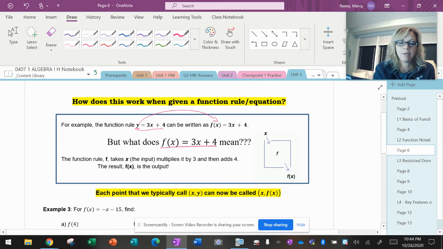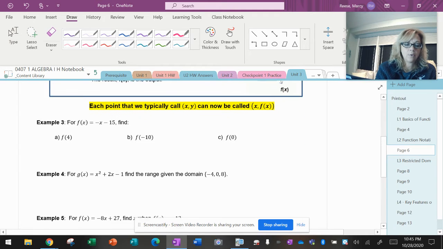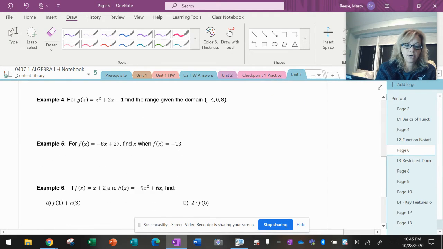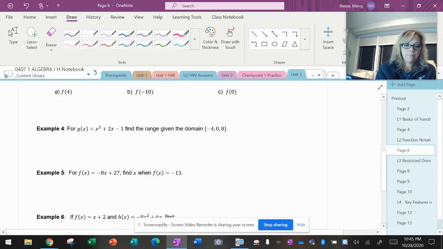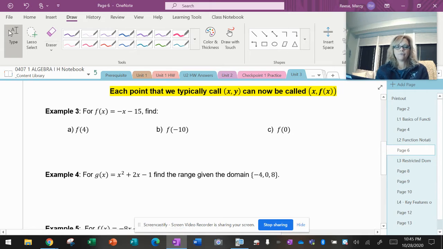But what does that mean? Well, it means that the function rule f takes x as the input. Okay, so whatever this number is, it goes in here for x. And it says it's going to multiply that number by 3 and add 4 to it. And the result is the output. So you're going to do, and I'm only going to do a couple of these. Like I'm going to actually leave a couple from each.